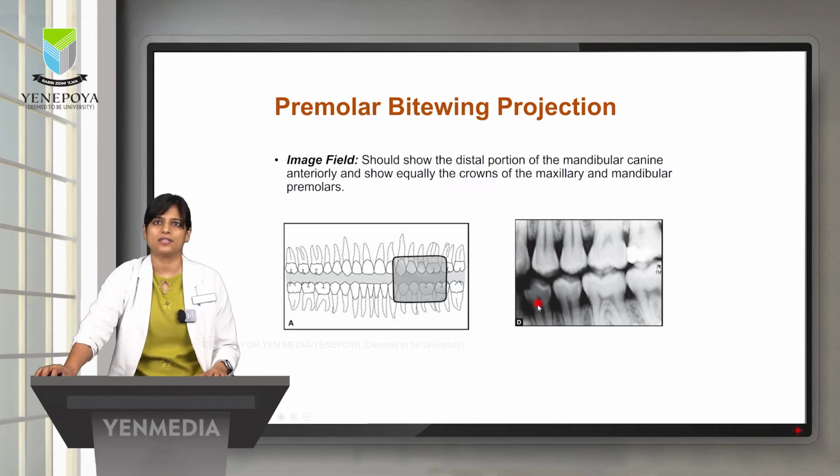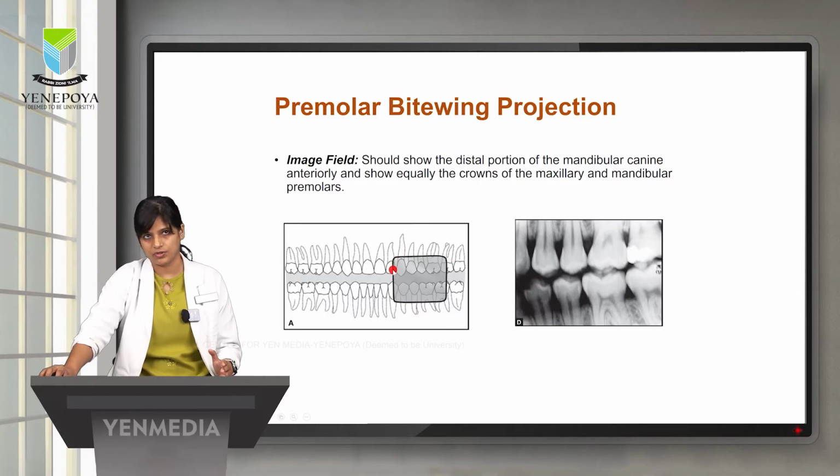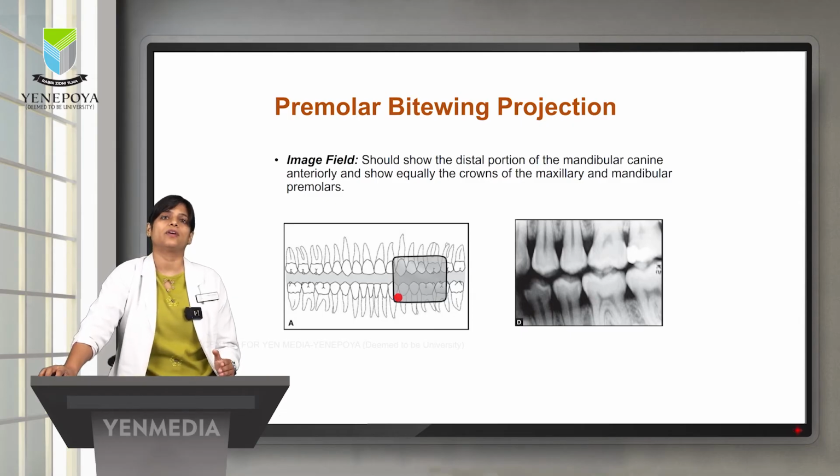What do they mean by that? In an ideal image of a premolar Bitewing projection, you can mildly see the distal aspect of the mandibular canine. So that's where the image should start in the anterior aspect of this whole image. And of course, we should be equally able to visualize the mandibular and the maxillary teeth. And you can clearly see here the whole oral cavity. The image should be placed in such a way. So even the film obviously should be placed in the same way, such that the anterior border of the film should be in the distal aspect of the mandibular canine. Why is this done? So we are clearly able to appreciate all the 4 premolars of the maxilla and the mandible area.